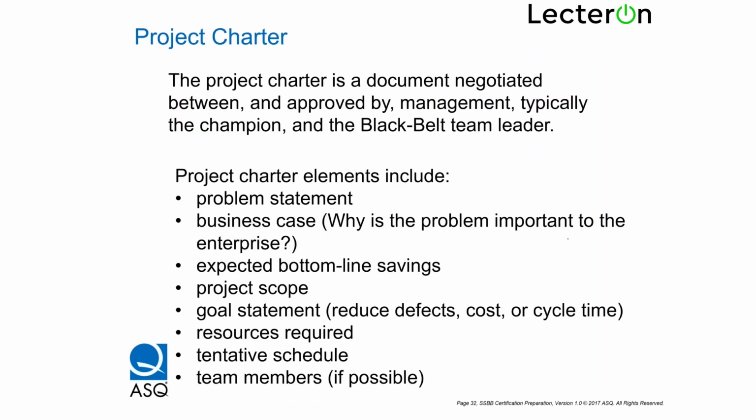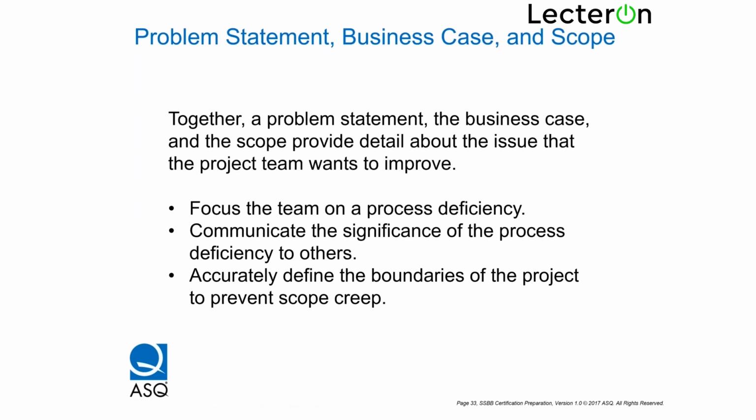So the project charter is a document negotiated between and approved by management, typically the champion and black belt team leader. Project charter elements include problem statement, business case, why the problem is important to the enterprise, expected bottom line savings, project scope, goal statement, resources required, tentative schedule, and team members. So I believe you are familiar with project charter. Yes. So we will just have a quick look at project charters because I know you have an idea, and we will close after the project charter.